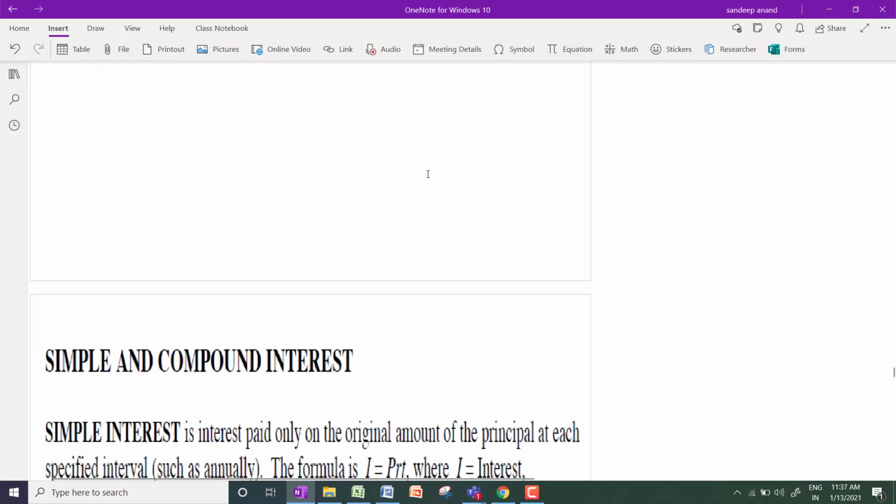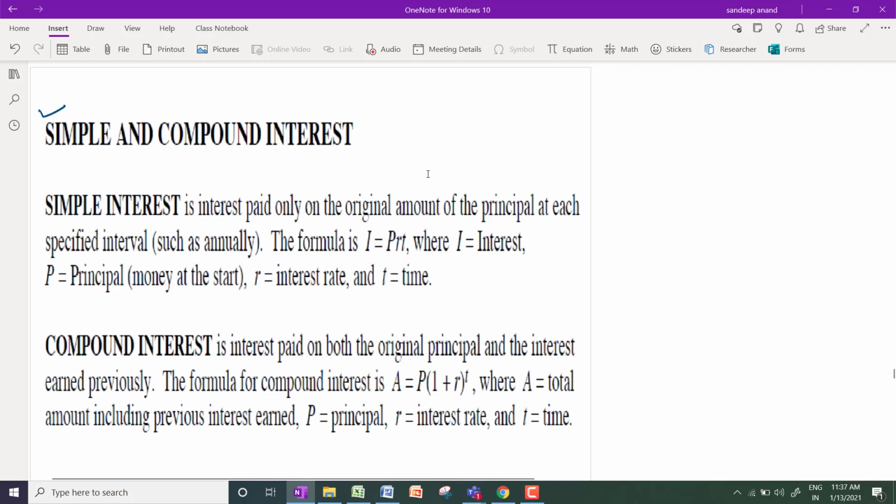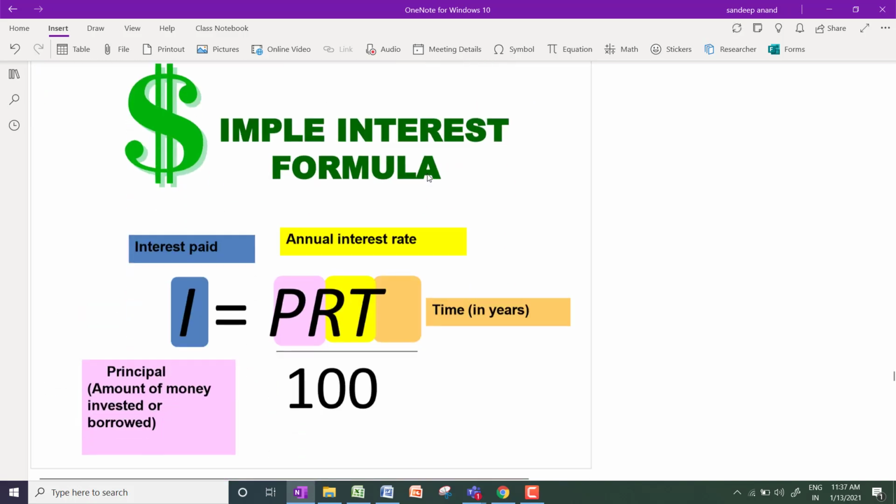Okay, so now simple interest. In simple interest, the formula which is used is I equals PRT by 100, where I is what? Interest paid.